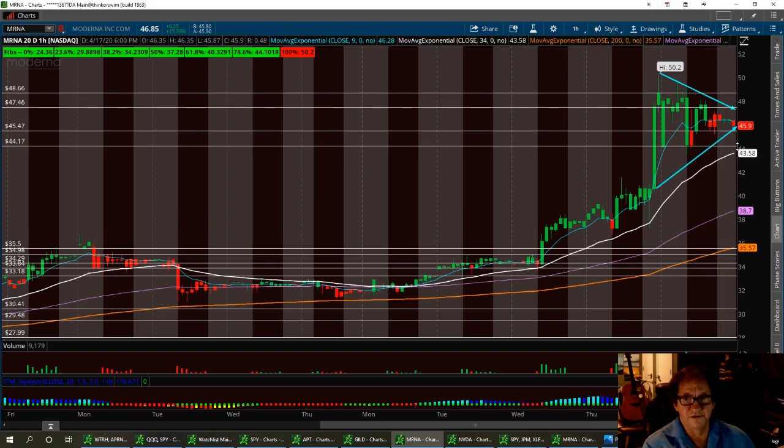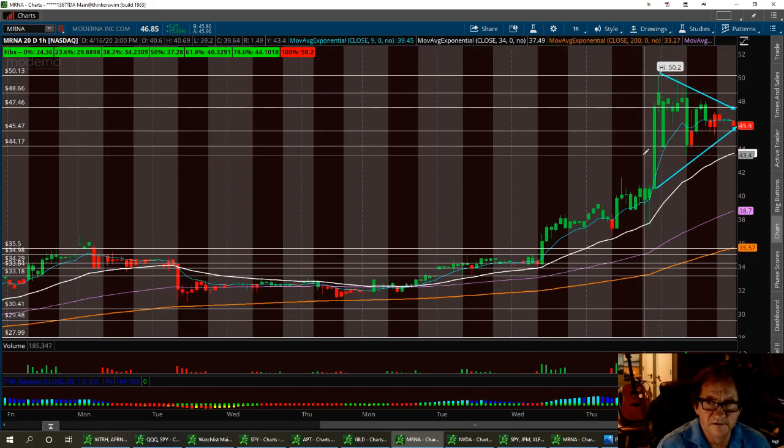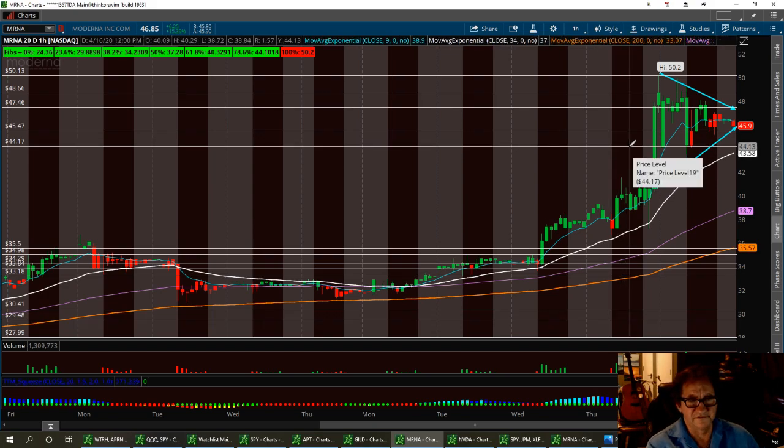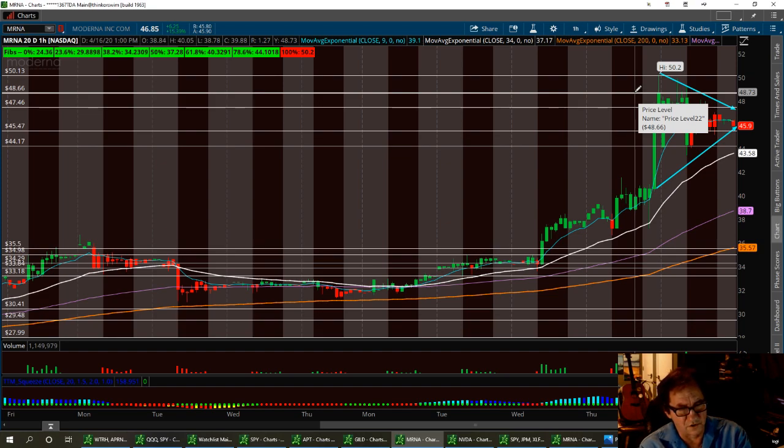So that 44.17 is going to be a solid support, and the resistance that we need to break is going to be this 48.66, bring it up to that 50 spot. Anything past that 50 is going to be a gift, but if it decides to break past that, I would consider having your finger on the trigger and taking profit if you're already in the trade. Low support at 44.17. Resistance to break at 50.13, and that's MRNA.